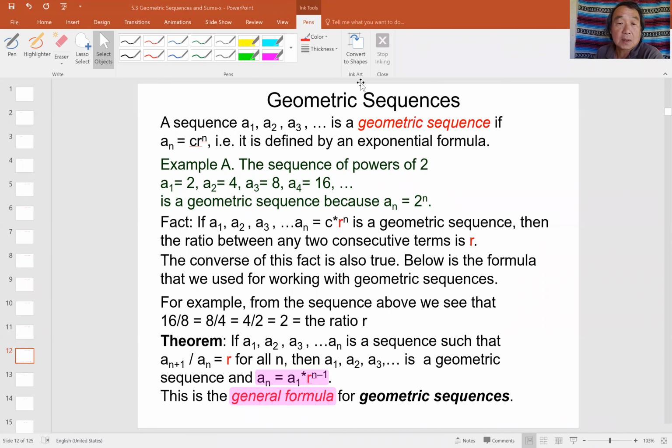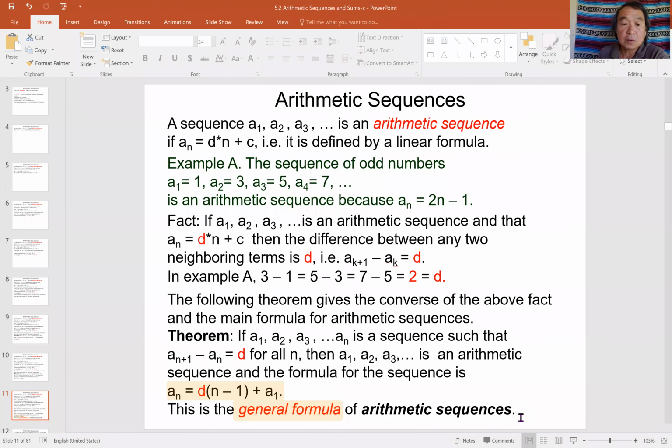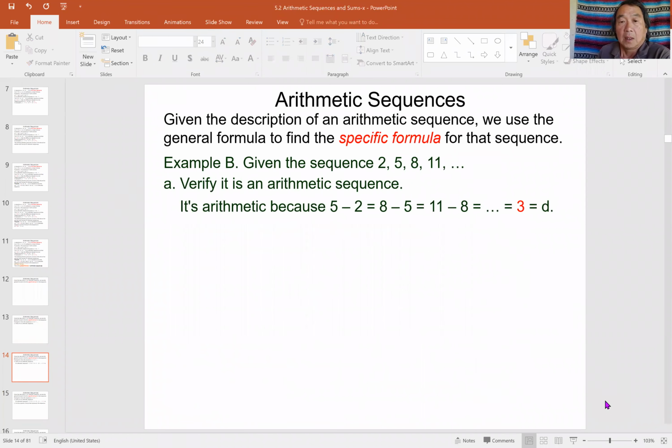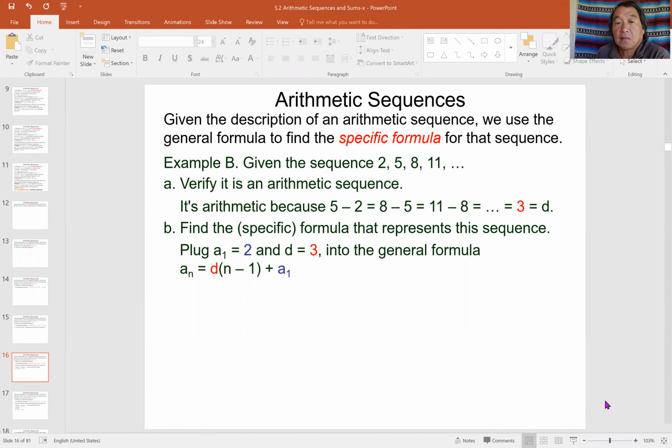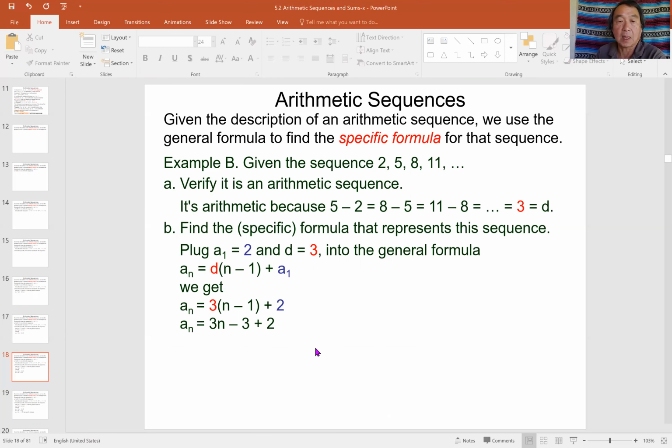Here's an example, going back to arithmetic. Now we use this type of formula. Here's a sequence. We find the difference between the numbers, which is 3. Then we find the first number in line, which is 2, and put the 2 into the first-number position and 3 into the d, and voila, that's the formula for the sequence.